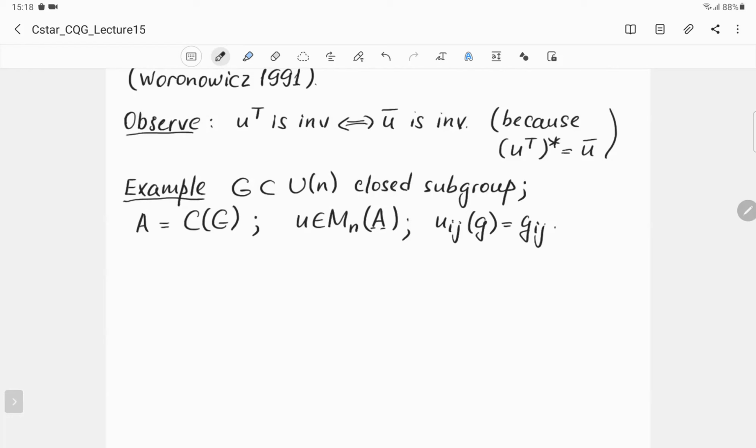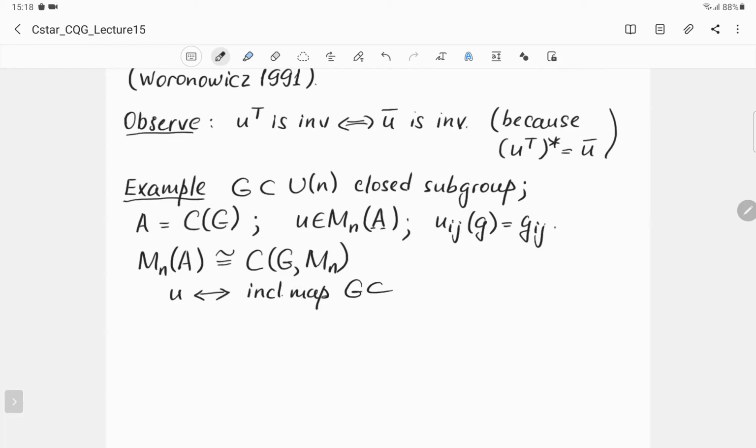So again, as in our first example of today's lecture, we identify Mn of A with the algebra of continuous functions from G to the matrix algebra Mn. And under this correspondence, U corresponds to the inclusion map of G into Mn. So it is unitary.